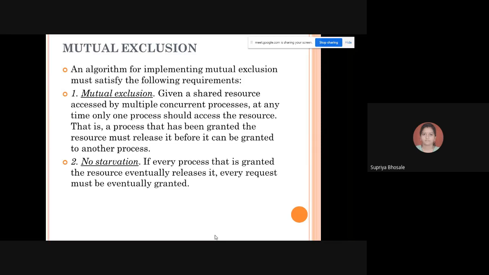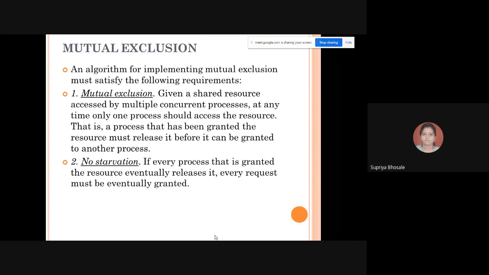that is, given a shared resource accessed by multiple concurrent processes at any time, only one process should access the resource. As we just said, a process that has been granted the resource must release it before it can be granted to another process. So we are going to look at the algorithms for this in the next beat.